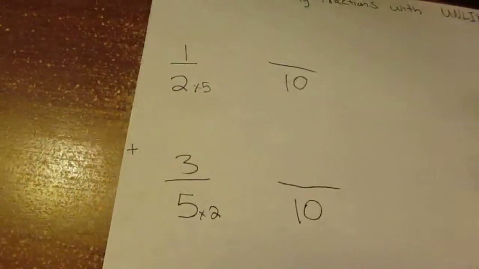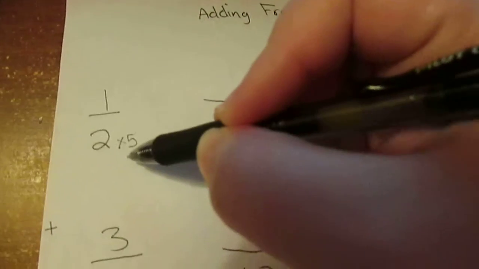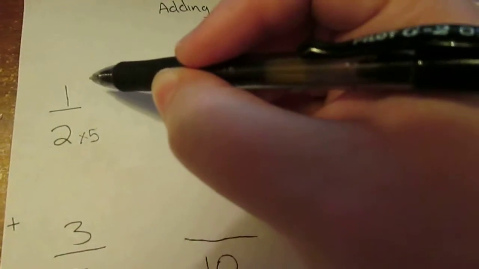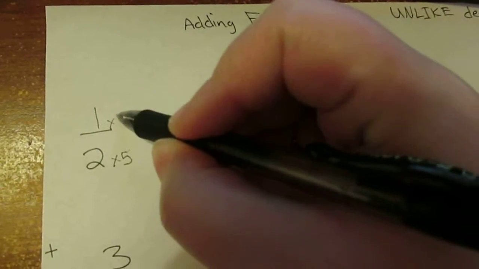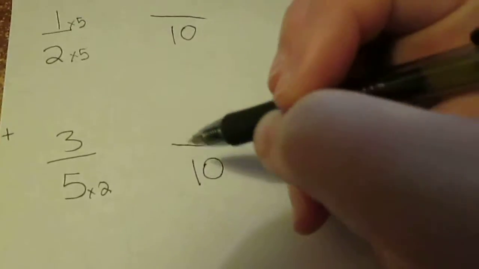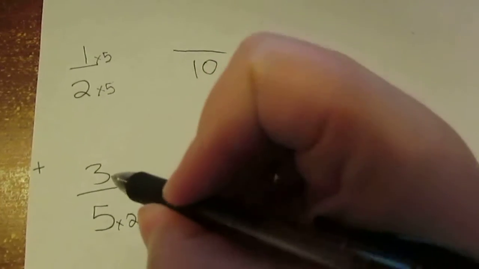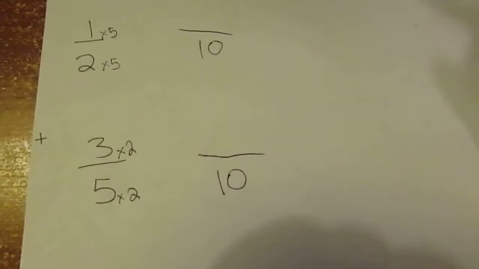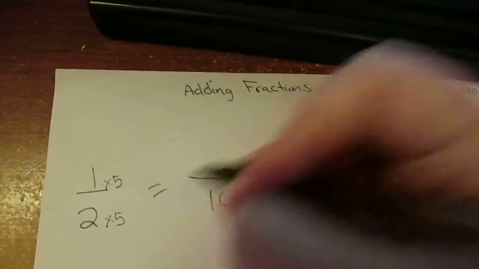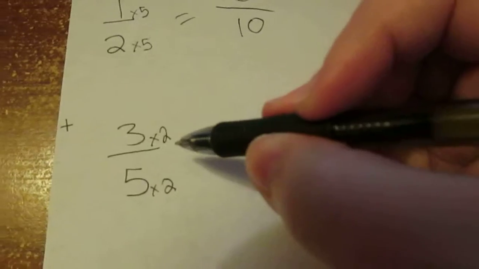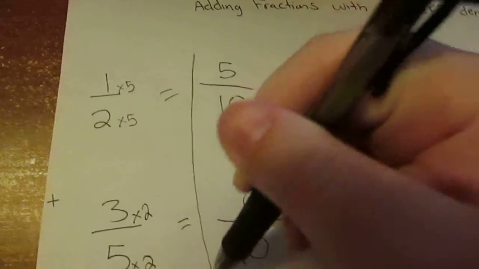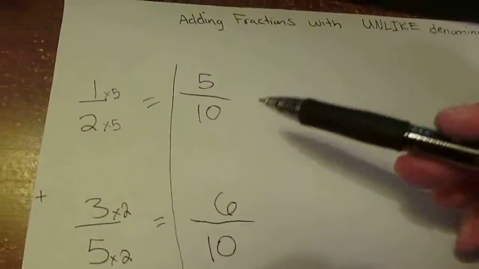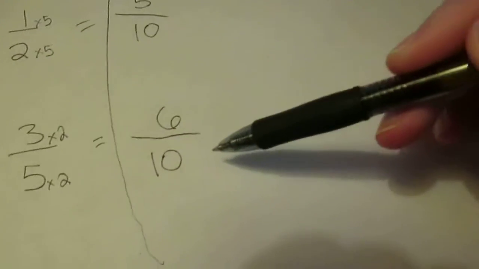So what we need to do now is do the same for the top. Whatever we multiply the bottom by, we need to multiply the top by the same. So in this situation, we multiplied the bottom by 5, so we need to multiply the top by 5 as well. In this situation, we multiplied the bottom by 2, so on the top, we need to multiply it by 2 as well. Now we just multiply across. 1 times 5 equals 5. 3 times 2 equals 6. So now we have changed the fractions into fractions with like denominators, 5/10 and 6/10.